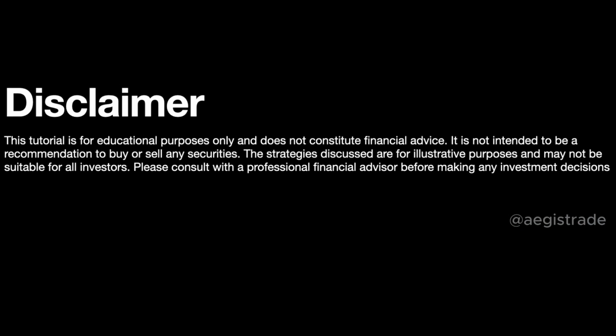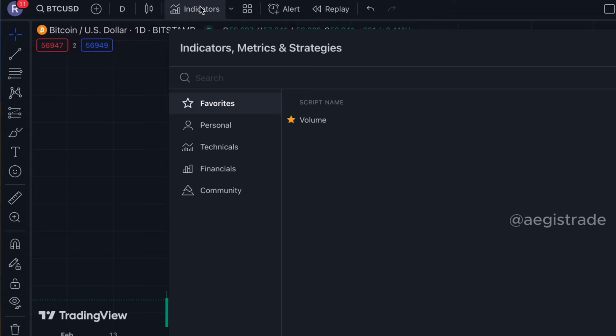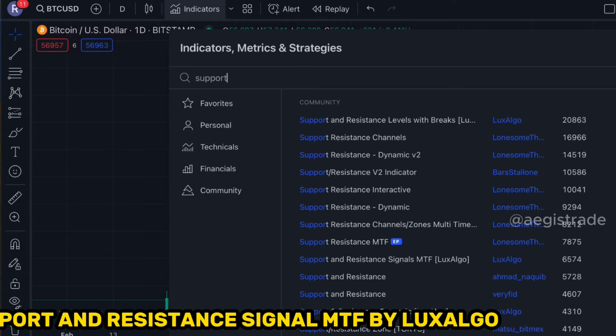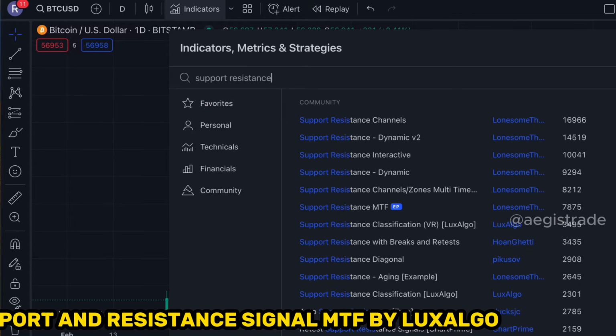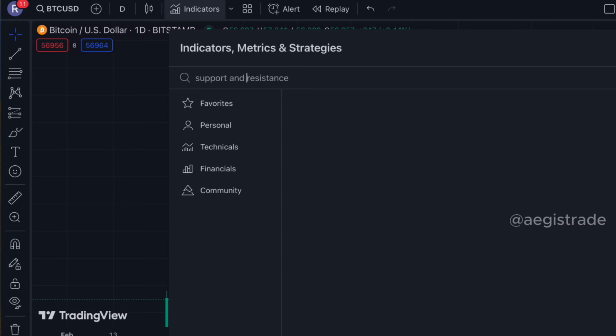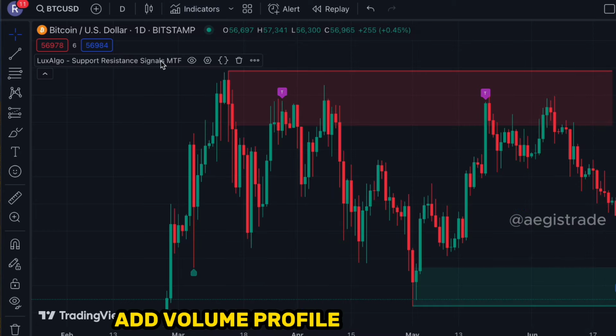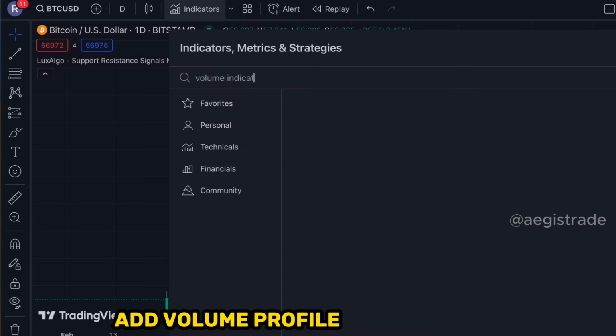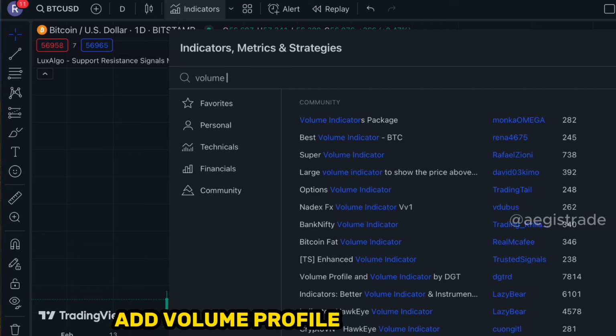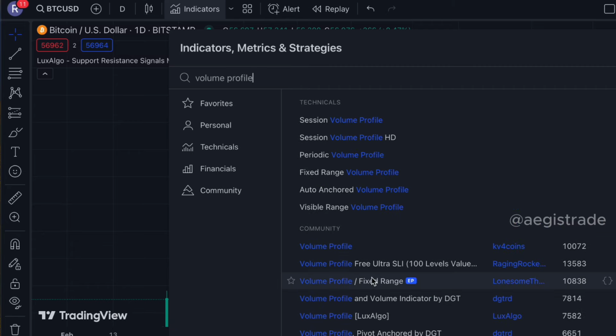Let's start. First of all, open up the indicator in the Indicator tab. Search for Support and Resistance Signal by LuxAlgo. Besides, we will add one more additional volume profile to support the trading strategy. Open up Volume Profile Fixed Range by Lonesome the Blue. Basically, this 2 indicator combination is powerful enough for our trading strategy.